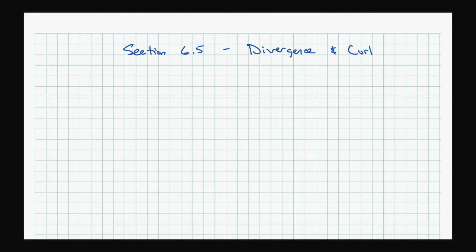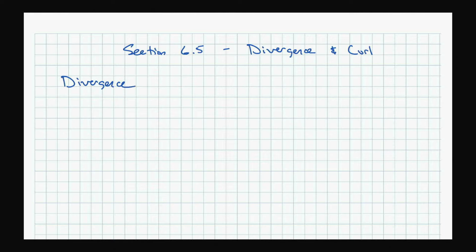Hello, everybody. So what we're going to be looking at today is section 6.5 in your book, which is divergence and curl. So these are two new operations that we're going to perform on vector fields. And so we'll go ahead and just jump into it here. Okay. So the first topic we're going to talk about is divergence.